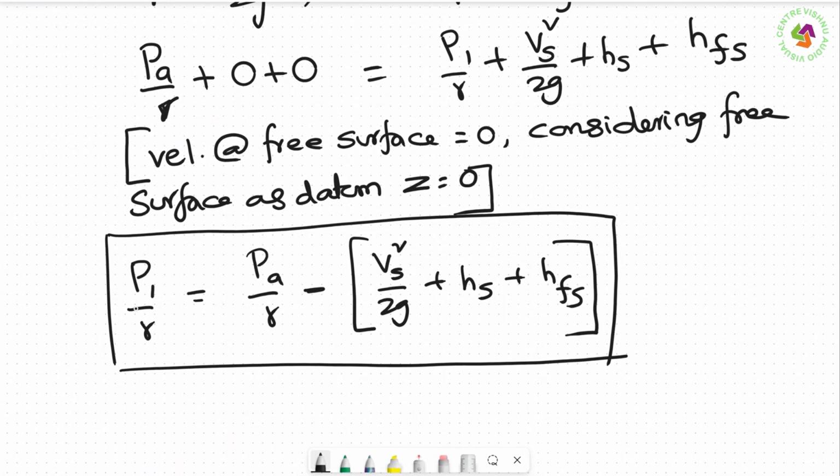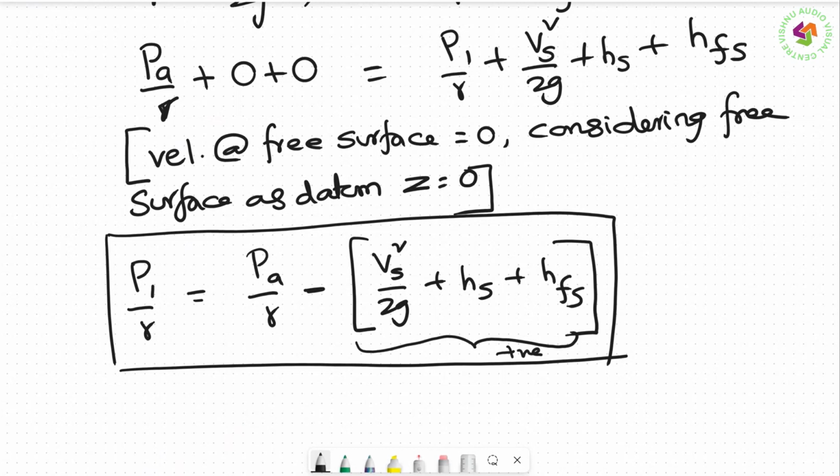P1 by gamma, the pressure head at the center of the pump, at the inlet of the pump, is equal to atmospheric pressure head minus something. Vs squared by 2g is velocity head, so automatically it will be positive. Hs is suction head, which you are already seeing, it is positive. Hfs is friction loss, f l V squared by 2gD. That is also positive. So all this quantity is positive.